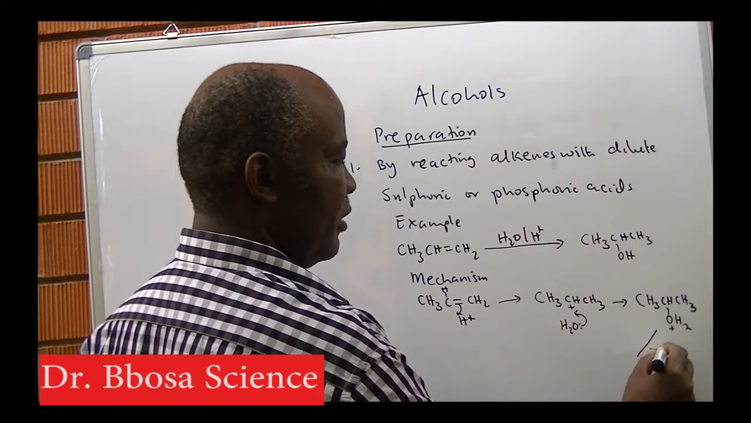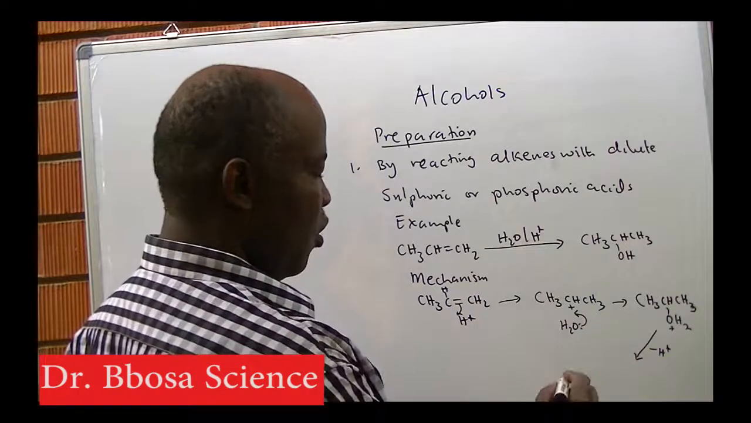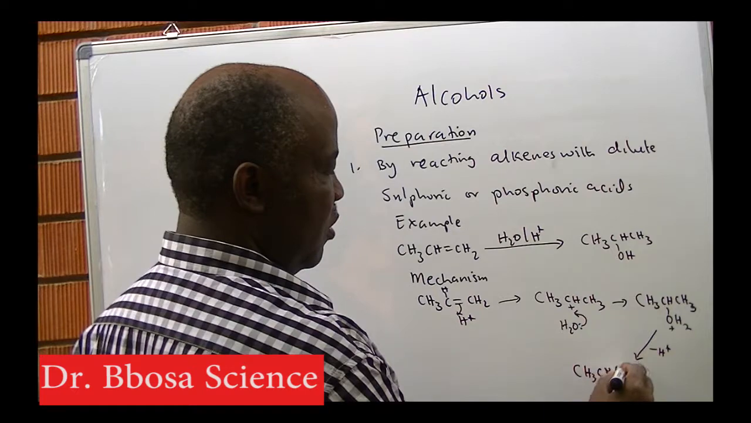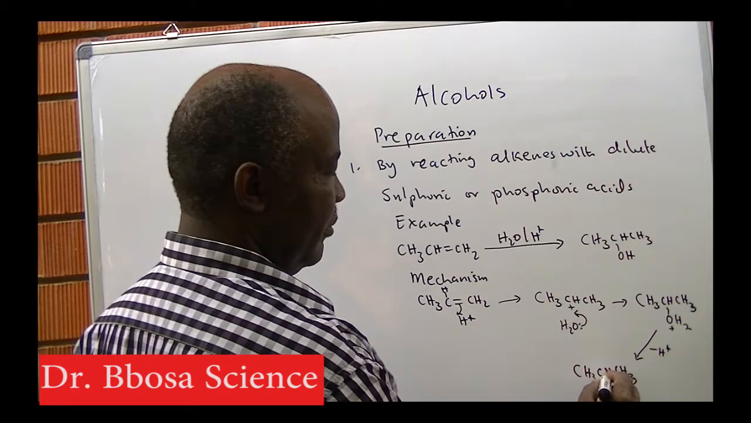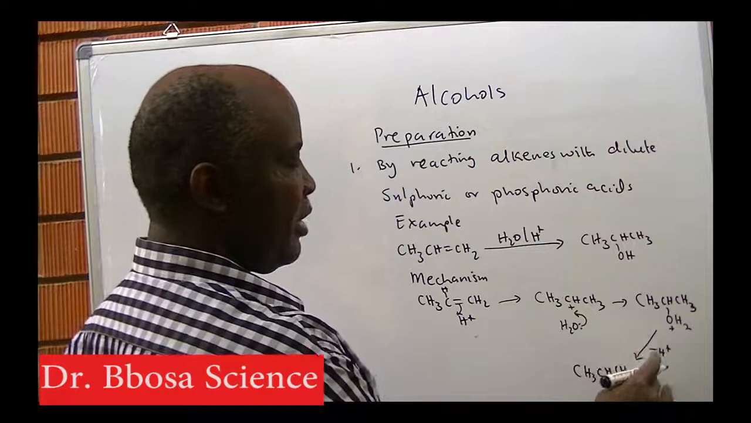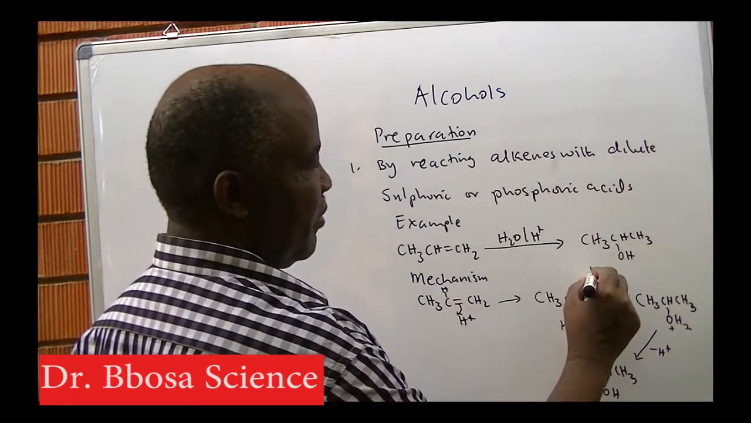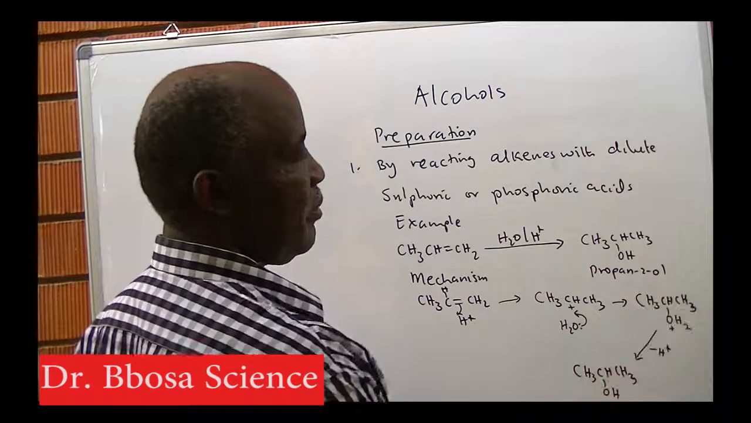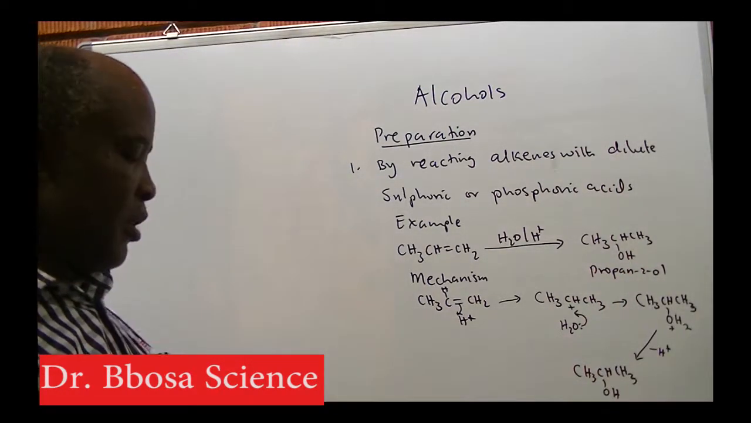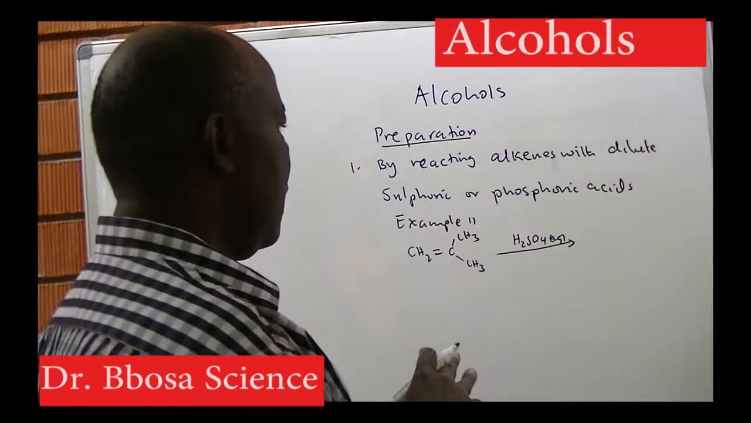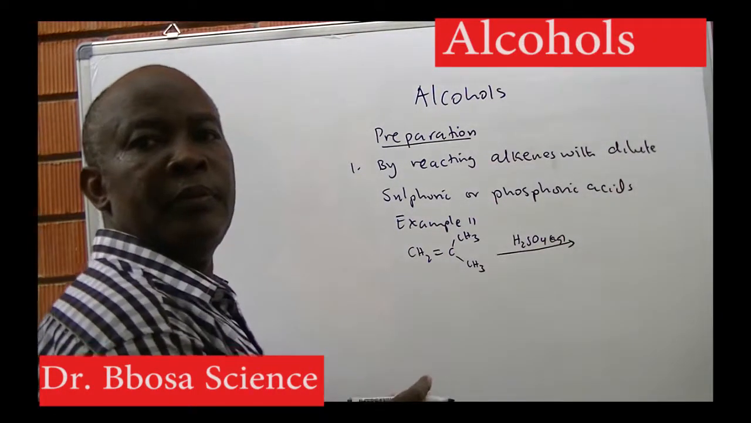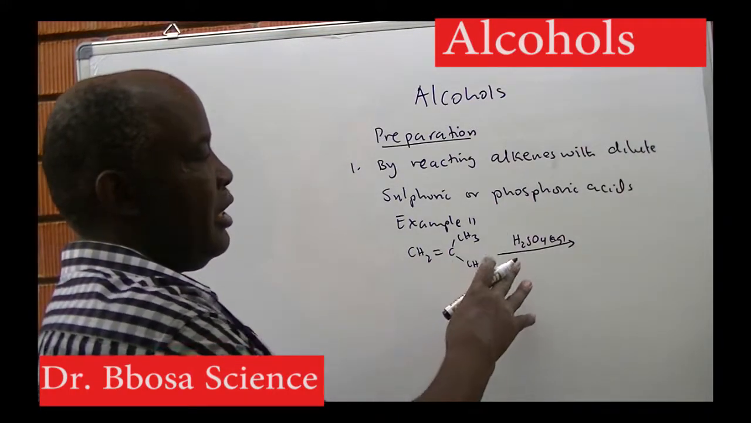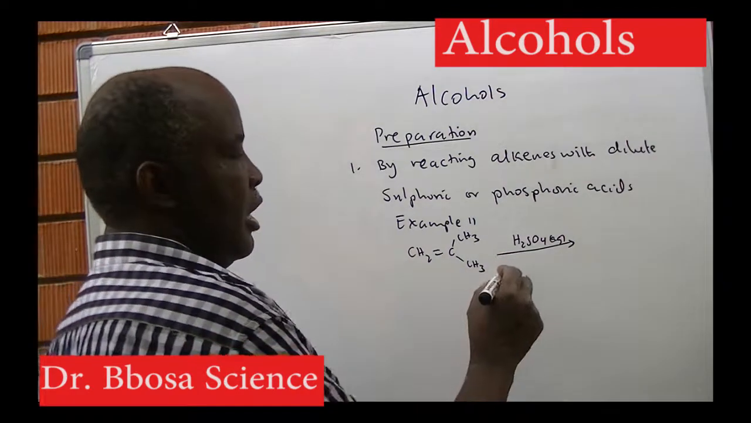Loss of a proton forms propan-2-ol. Example 2. 2-methylpropene, add sulfuric acid and warm.